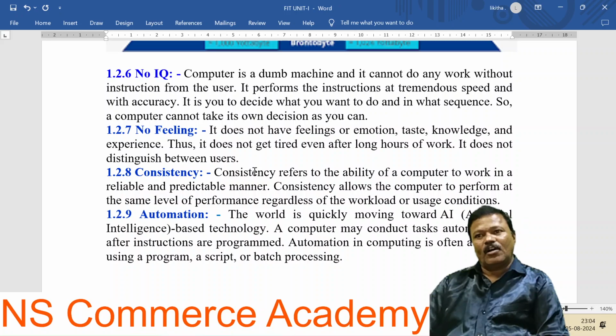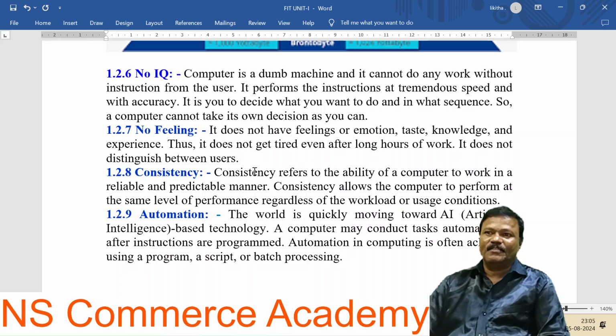And the last feature of a computer is automation. The world is quickly moving towards artificial intelligence based technology. A computer may conduct tasks automatically after instructions are programmed. Automation in computing is often achieved using a program, a script, or a batch processing system.